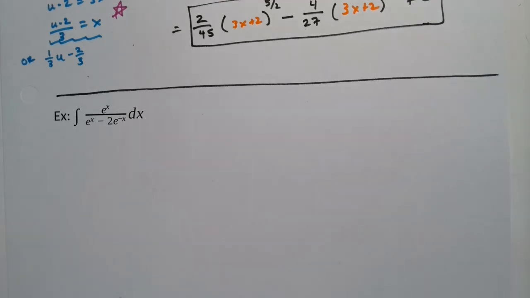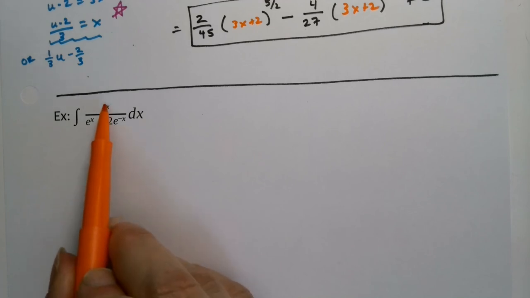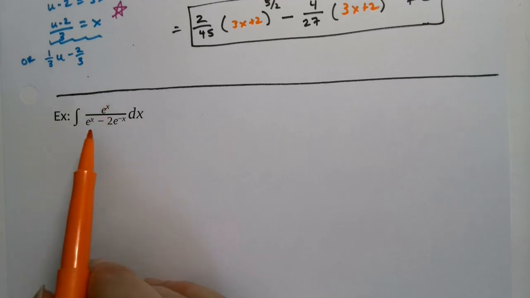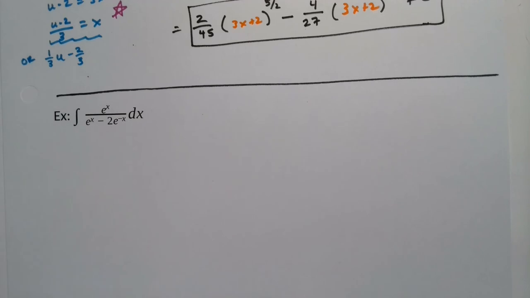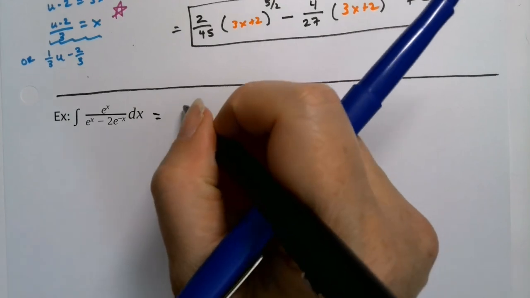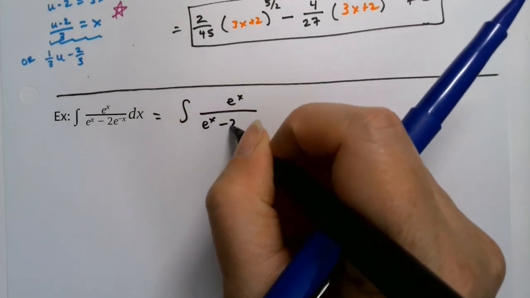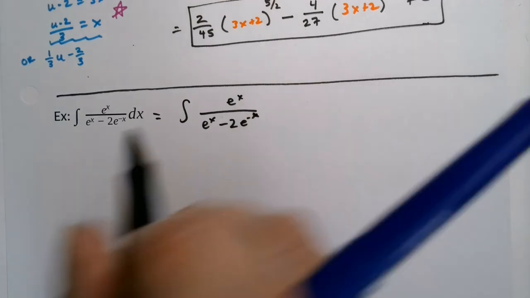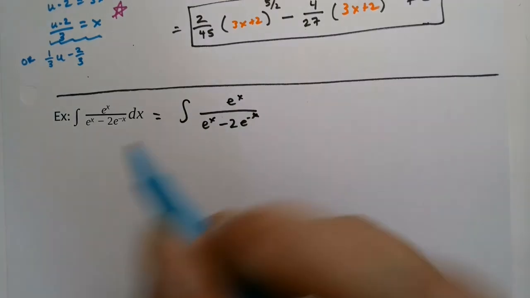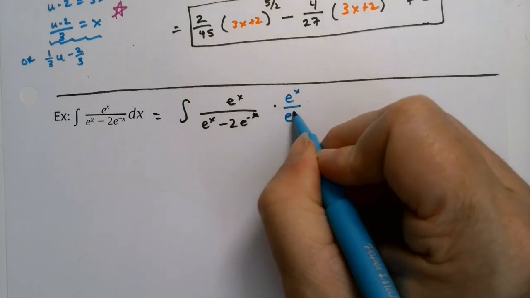Because if you try to make u the denominator, the derivative of the denominator is not that numerator. So we're going to do something else. I'm going to combine techniques here. I'm going to rewrite it as e to the x over e to the x minus 2e to the negative x. And now I can multiply by whatever I want. So I'm going to multiply this by an e to the x over an e to the x.